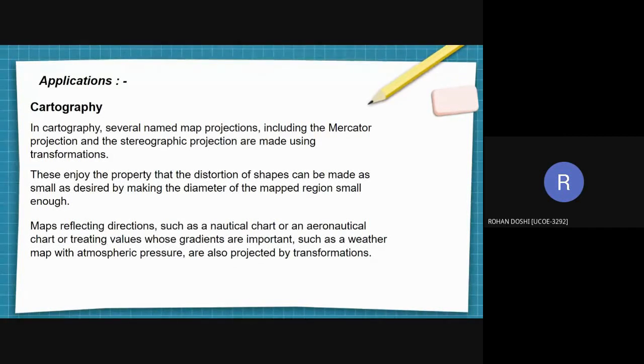Maps reflecting direction, such as a nautical chart or an aeronautical chart, or treating values whose gradients are important, such as a weather map with the atmospheric pressure, are also projected by the transformations.